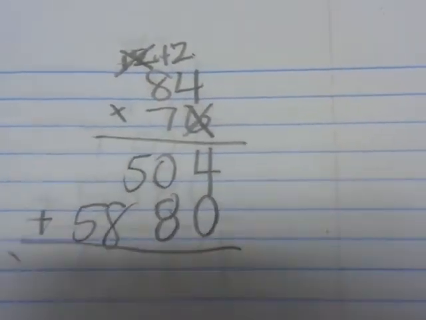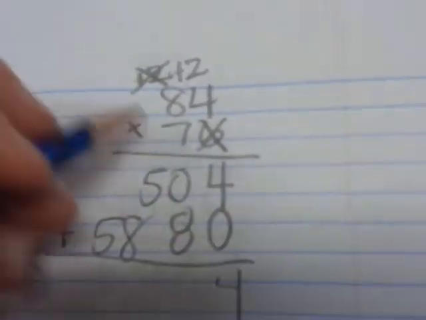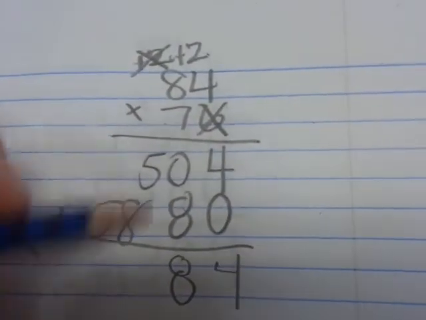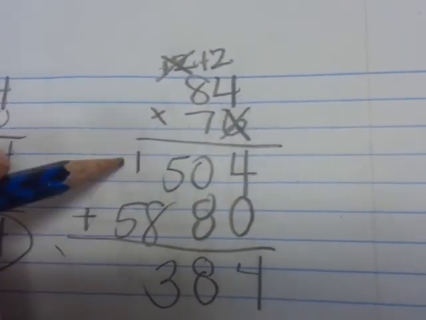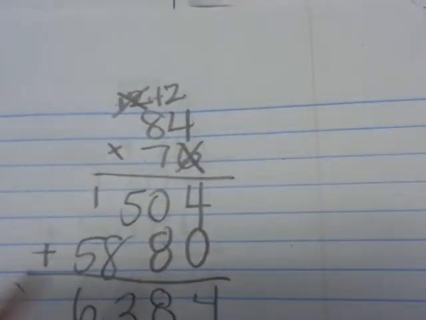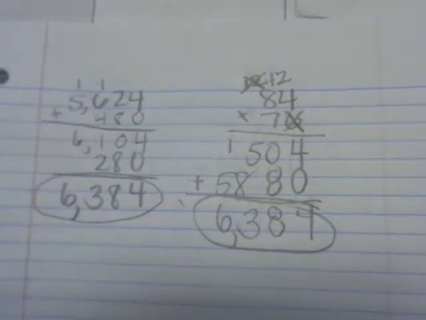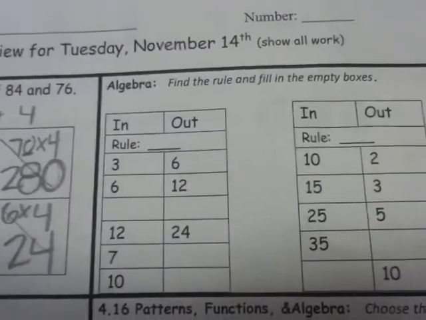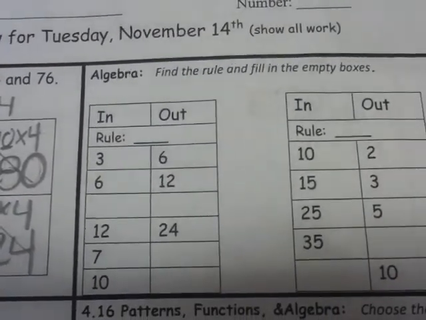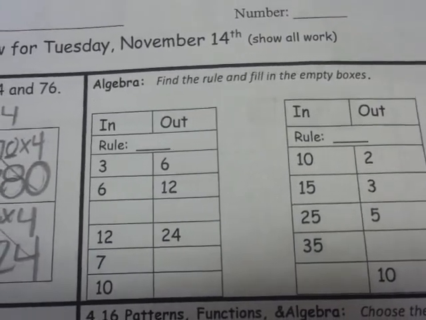Now add those up. 4 plus 0 is 4, 8 plus 0 is 8. 8 plus 5 is 13. 5 plus 1 is 6. 6,384. Same product. Next question is asking me to find the rule and fill in the empty boxes.